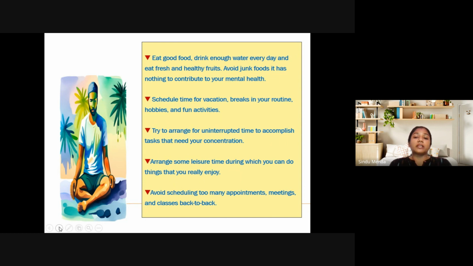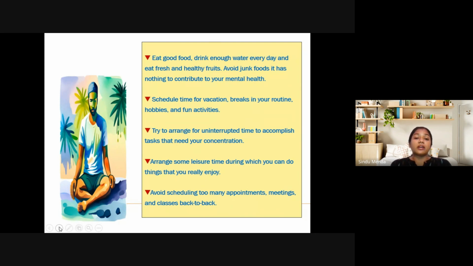Next one is time schedule for vacation and breaks in your routine, hobbies and fun activities. Generally, whenever we have a busy schedule, we ignore our fun activities, hobbies, and breaks in our routine. So you need to prioritize yourself according to your time limits. You need to give priority to your hobbies, give priority to fun activities, and simultaneously do your workload. That is the main thing to balance your life.